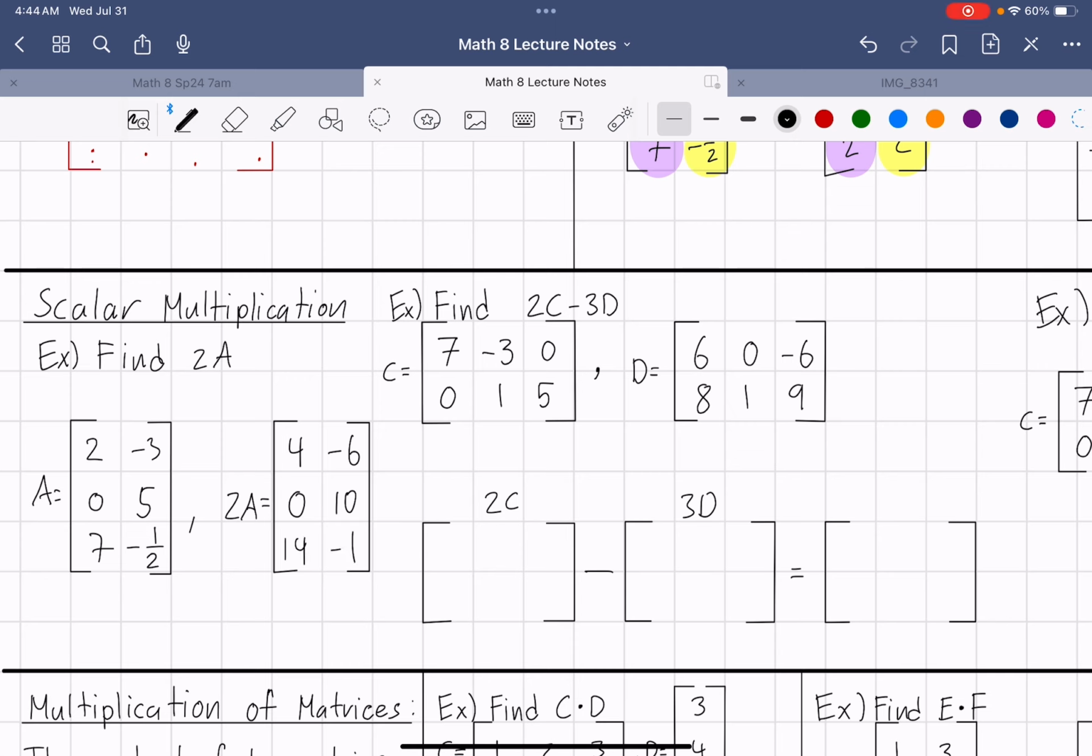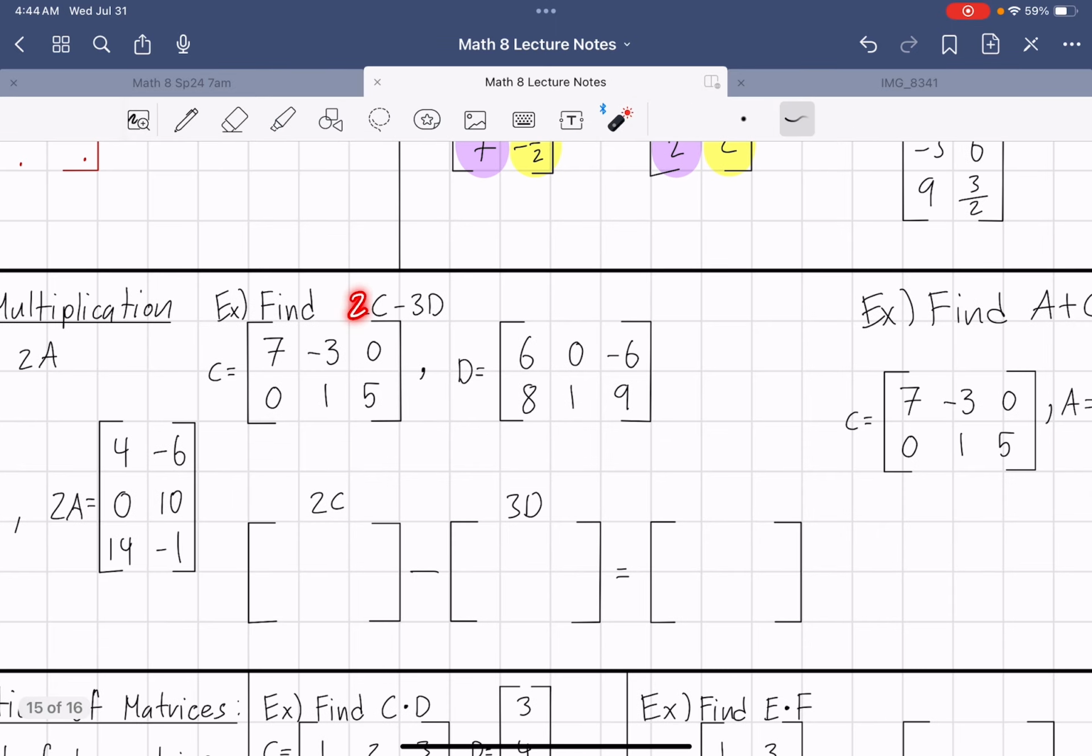And just like in vectors, we can apply both of these ideas, right? We can find 2c minus 3d. Now, I can start by dealing with the scalar first, meaning I'm going to multiply each entry by 2. So that's going to give me 14, negative 6, 0, right? And this is coming straight down here. This one's coming straight down here. So we have 0, and then 2 times 0 is 0 again. 1 times 2 is 2. 2 times 5 is 10.